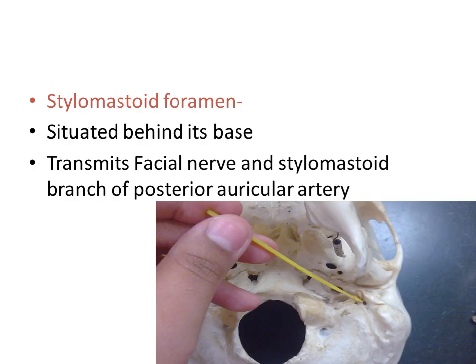There is a foramen that is related to the styloid process called the stylomastoid foramen. This is the stylomastoid foramen. This is the styloid process here, and this is the mastoid process. So this foramen lies between the styloid process and the mastoid process. That is the stylomastoid foramen, and it transmits the facial nerve and the stylomastoid branch of the posterior auricular artery.